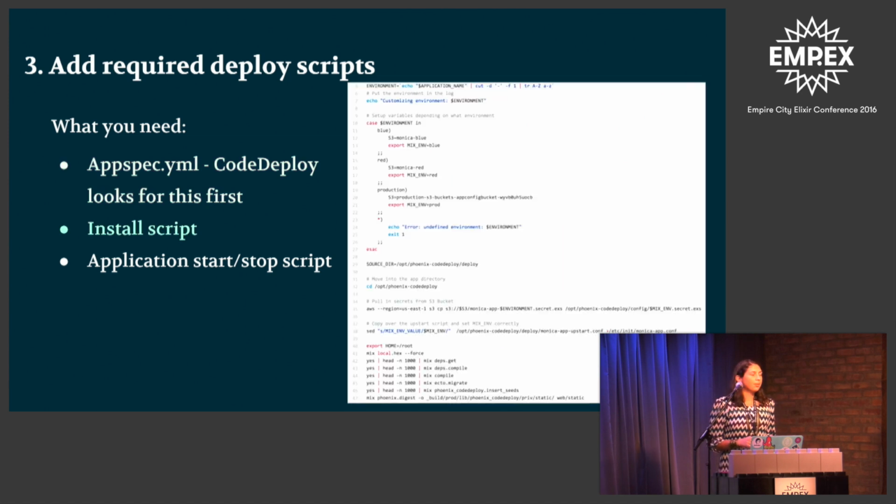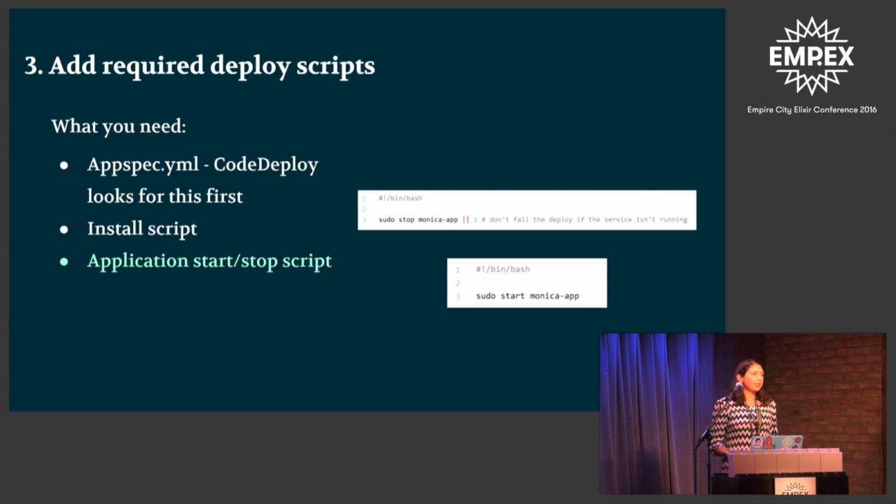Now, the install script is probably the most interesting of all of them. This is where you do a lot of Phoenix-specific configuration. So this is where you set your mix environment. This is where you install your dependencies. This is where you pull in your secrets file from S3 storage. And this is also where you run your migrations, assuming you run your migrations during the deploy, not separate from the deploy. And then the last set of scripts you need are your start and stop scripts. Now, we basically just use upstart to manage starting and stopping our apps, so these scripts are literally one line.